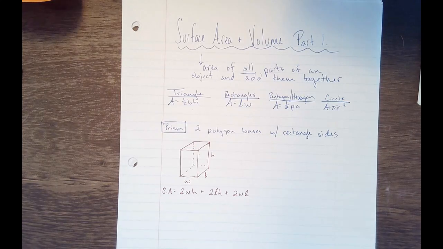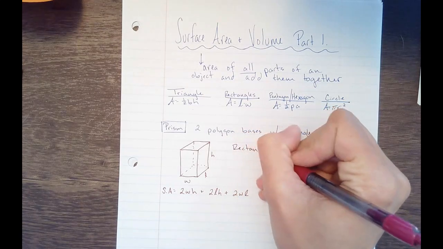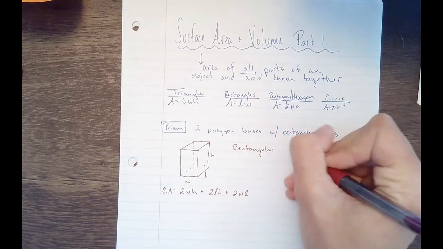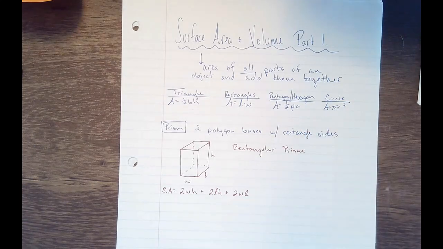So this is known as a rectangular prism. And we're going to come back to this when we get to volume, so just hang tight, leave that there.